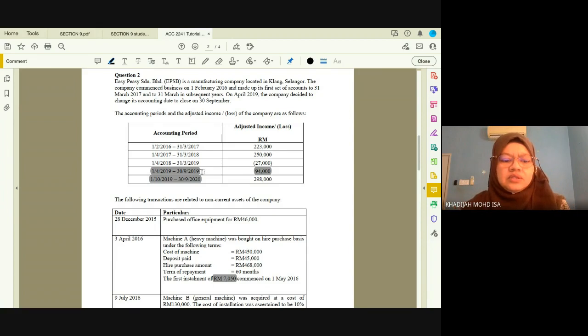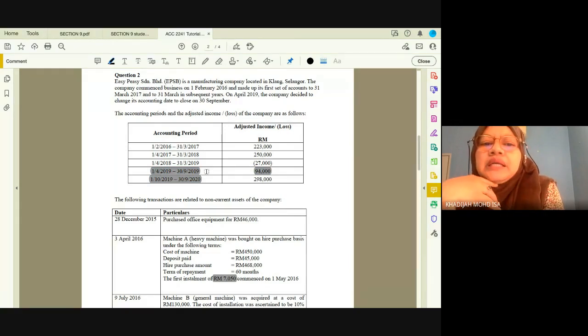Sorry, Command Z. Not that one. This one, right? You change in, 31st March, correct. This one. Right? 30th of September. So this period is less than 12 months. So do you accept that period as your basis period or not? What would be the rule for this change of accounting year end for question number 2?